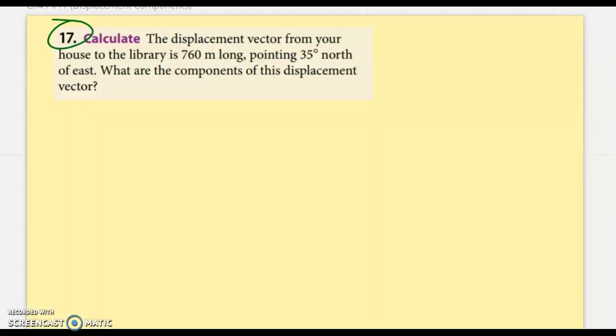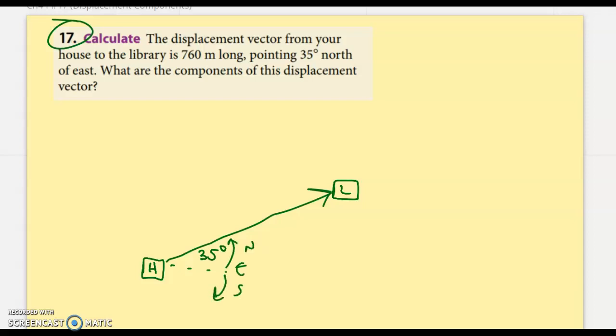Number 17 says the displacement vector from your house to the library is 760 meters long, pointing 35 degrees north of east. So from your house, so let's say this is your house, to the library, 35 north of east. So east, of course, is here. 35 degrees north of east would be something like that. Let's say this is it. Here's where the library is. So I put 35 degrees on the north side of east as opposed to the south side of east.